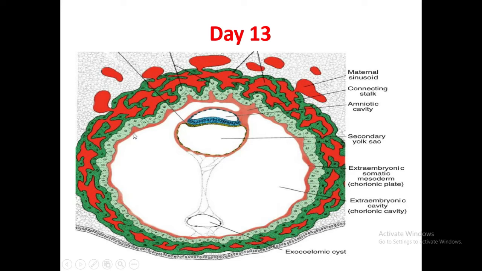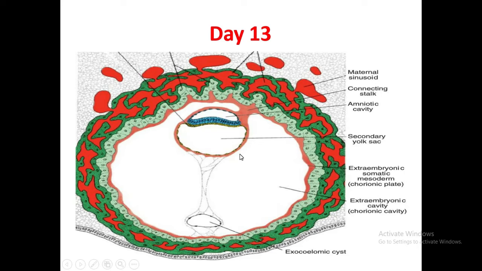This red color lining inside the cytotrophoblast is the somatopleuric layer of extraembryonic mesoderm, and this red color covering, lining our previous primitive yolk sac, is the splanchnopleuric layer of extraembryonic mesoderm.